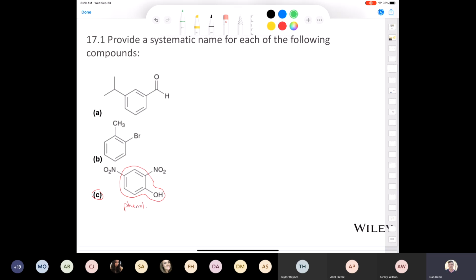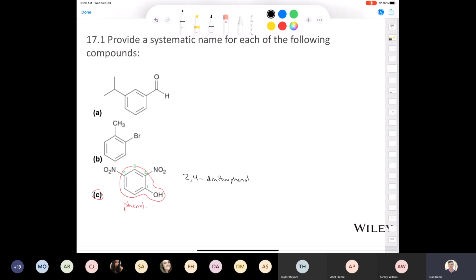And then we're going to number that ring, and we're going to assume the carbon that has the hydroxyl from the phenol, we're going to call that carbon number 1. Then we're going to number it going counterclockwise so that we give the first nitro group the lowest possible number, which would be 2, 3, 4. So this would be 2,4-dinitrophenol.